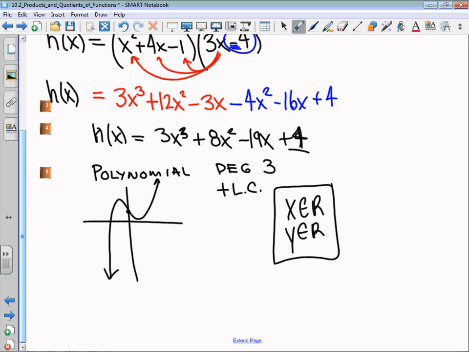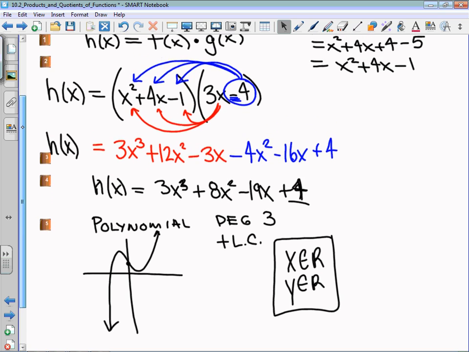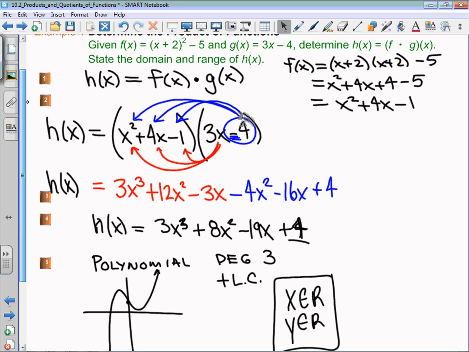Because there are no possible values of x that make it undefined, this question is as straightforward as finding that cubic polynomial that is h of x, and then identifying due to its properties, we can identify the domain without overthinking it too much.